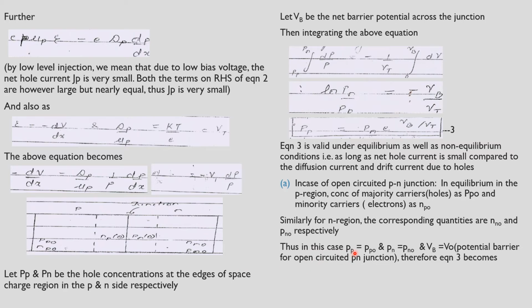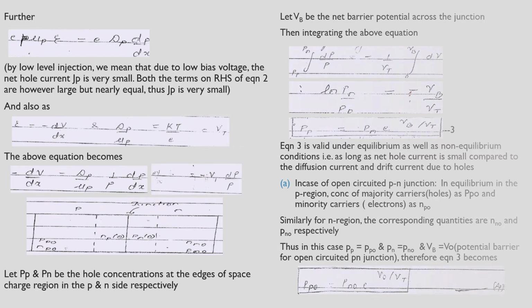Thus, in this case, Pp will be equal to Pp0 and Pn will be equal to Pn0, and Vb will be equal to V0, which is the potential barrier for the open-circuited PN junction. Therefore, equation 3 will become Pp0 is equal to Pn0 into e raised to V0 by VT. Equation 4. Similarly, we can write for Nn equal to Nn0 and Np equal to Np0: Nn0 is equal to Np0 into e raised to V0 by VT.